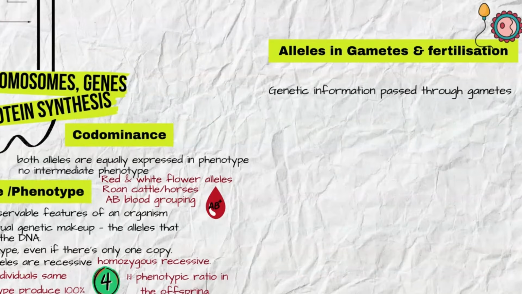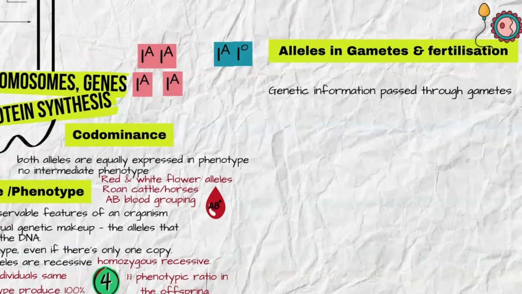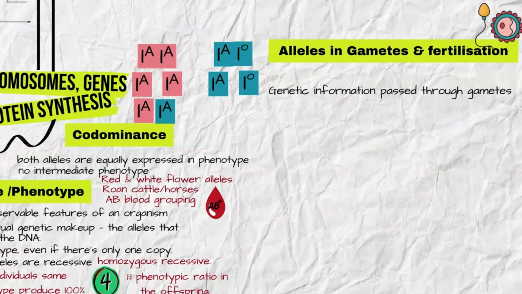For example, if the genotype of one parent is IAIA, all the gametes from that parent will carry IA. If the other parent has genotype IAIO, then that parent can produce 2 types of gametes, one with IA and one with IO. During fertilization, any of these gametes can combine. So in this case, the offspring can have either IAIA or IAIO, both showing blood group A.